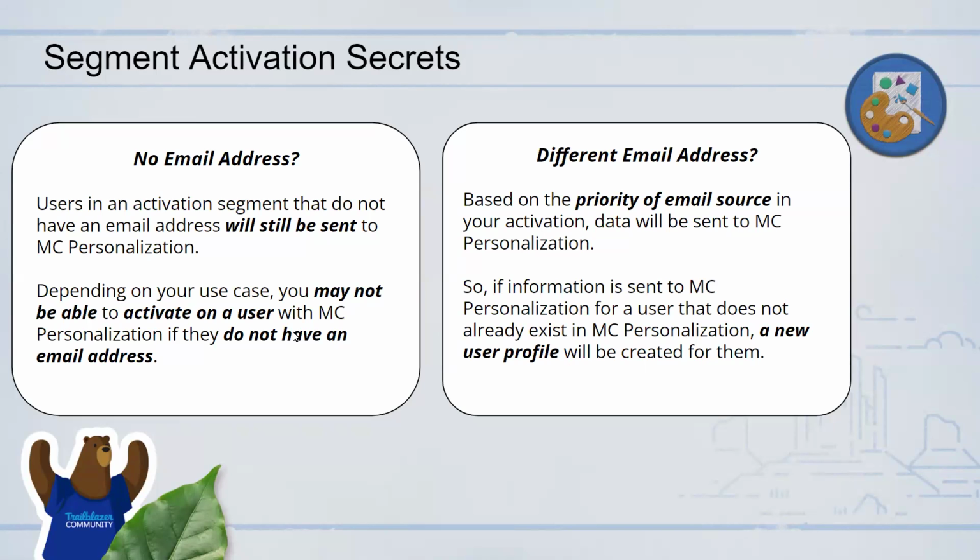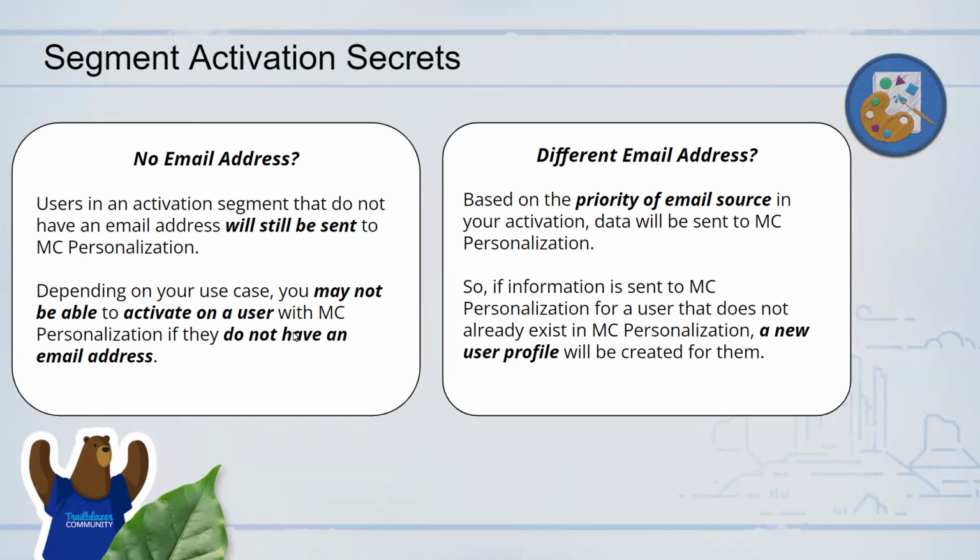So, one piece here. So no email address. Look on the left-hand side. So if a user in your activation segment does not have an email address, and you put them into that segment and send them over to MCP, they'll still be sent. And that's going to be tough because depending on your use case, you may not be able to activate on that user or even reconcile who that person is. So be very careful on sending anything down that doesn't have an identity type aligned in MCP.